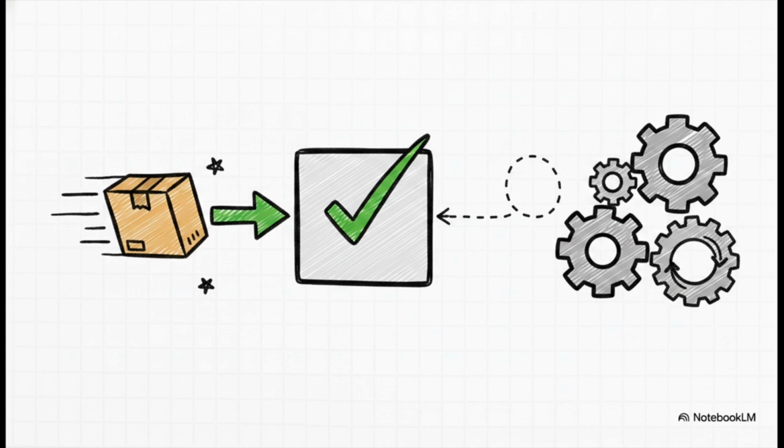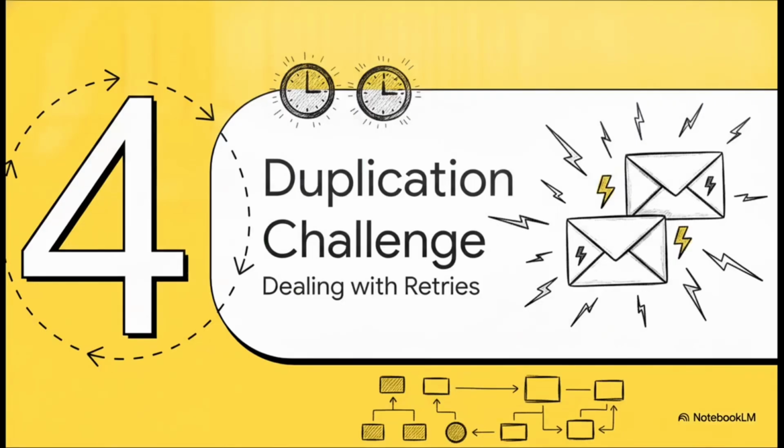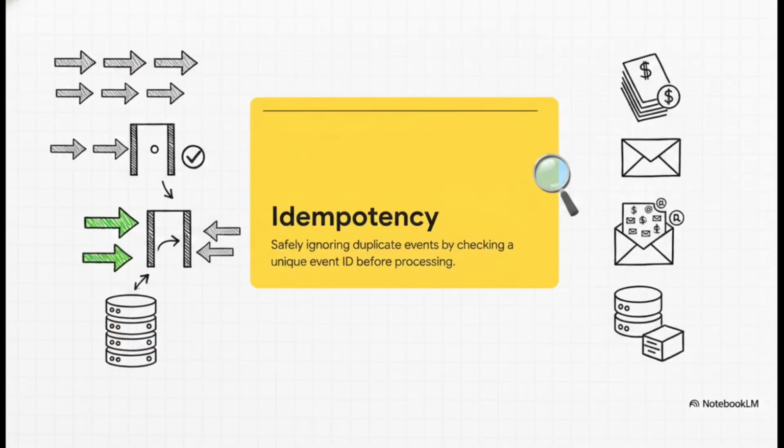Because these webhook providers are impatient. If they don't get that OK within a couple of seconds, they're going to assume the delivery failed and they will automatically try sending it again. Which brings us right to Section 4, the duplication challenge, and dealing with retries. Because those providers might aggressively resend the exact same event multiple times if they even suspect a delivery failed, your app has to be smart enough to safely ignore the duplicates.